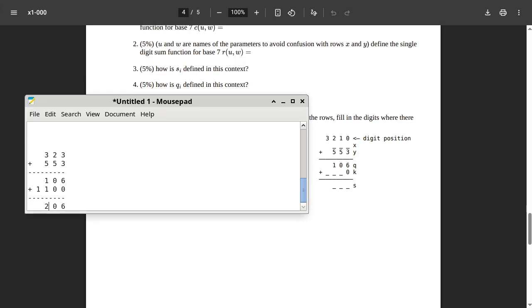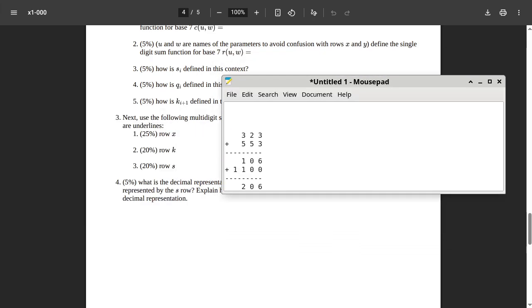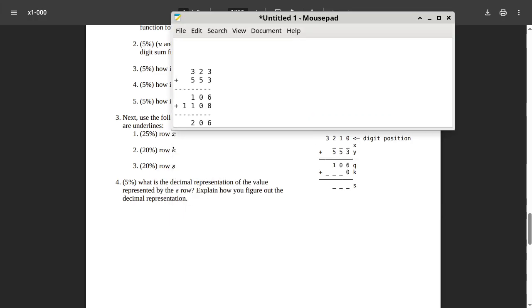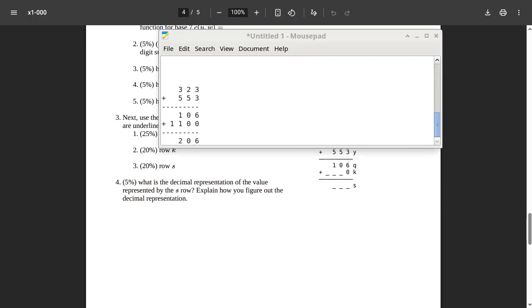Are we good with this one? All right. So the rest is really just some easy points, okay? Because I want you to tell me what is the value of just one of them, the S row, the sum. So in this case, it would be 2 times 49 plus 0 times 7 plus 6 times 1. And whatever that thing turns out to be is the answer.